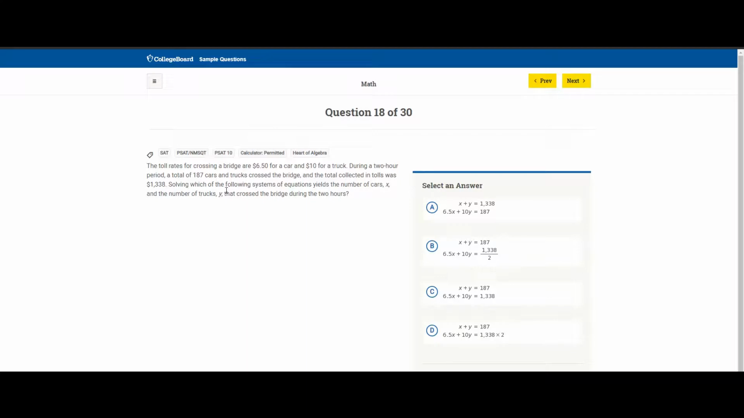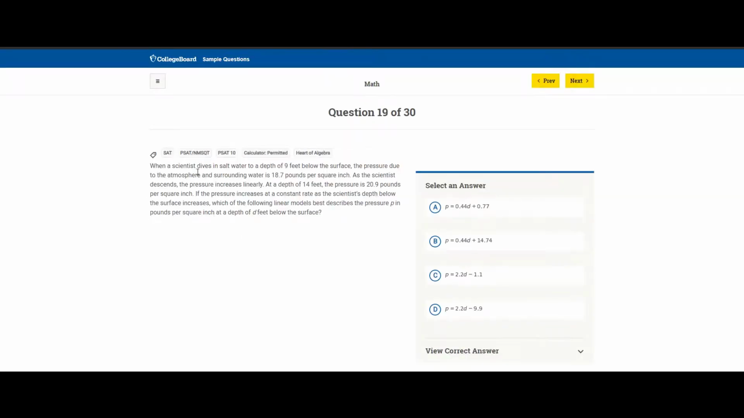So, toll rates. X plus Y is going to be equal to 187. That's going to be a true fact. And then $6.50 and $10. So the only answer that would make sense in this instance is this answer. These definitely don't match. That one, I don't know where they got the 2 from. Where does the 2 come from? I have no idea. Don't make it more complicated than it should be, basically.